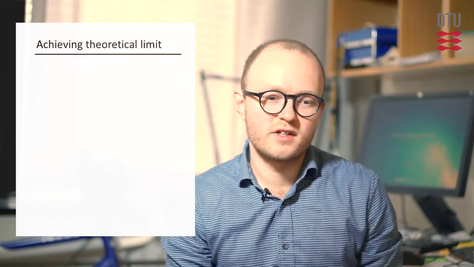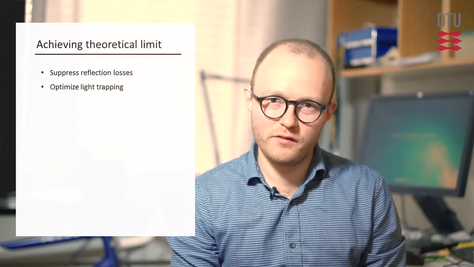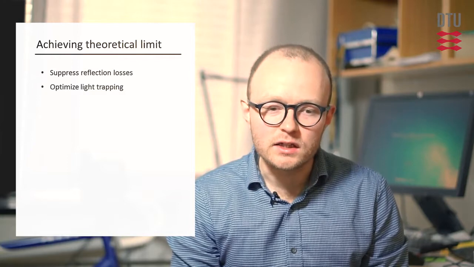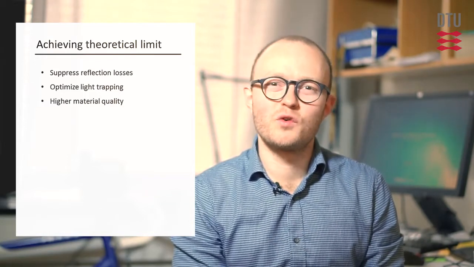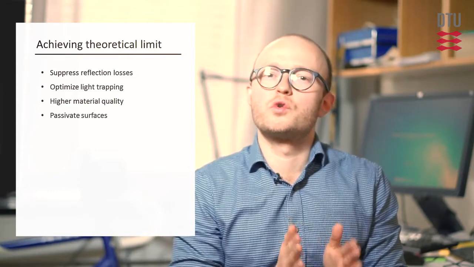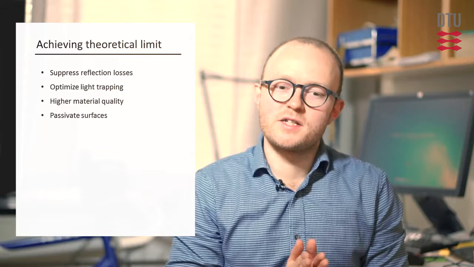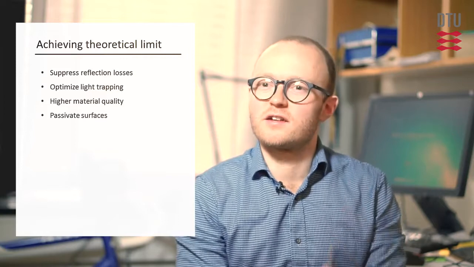To answer the question of how do we go from the 26.3% record we have now for monocrystalline and up to the theoretical limit, we need to suppress the last piece of reflection that these cells still have. We need to optimize light trapping of long wavelengths. We need even higher material quality so that the bulk lifetime increases. And we need to do whatever we can to passivate the front and rear surface. Passivation really comes down to how can we get away with passivating the whole surface the best way possible while still having electrical contacts that collect the current.